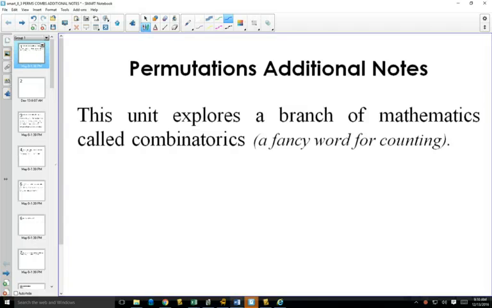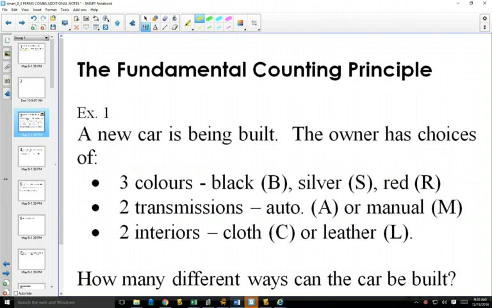So what we're going to look at with these additional notes, some of it will be review, some of it will be some minor details that will add to details that we already know, and some of it will be some new strategies that we're going to use for permutations. Now, permutations and combinations are part of a branch of mathematics called combinatorics, and that's just a fancy word for counting. And so we're going to be looking at some more of these kinds of questions.